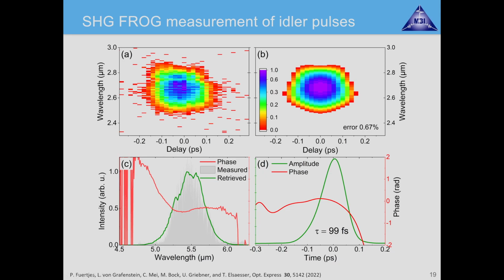And we could reconstruct this FROG trace with an error of less than 0.7%, and you nicely see that the retrieved spectrum coincides with the measured spectrum, and we could also show that the pulse duration is 99 femtoseconds.